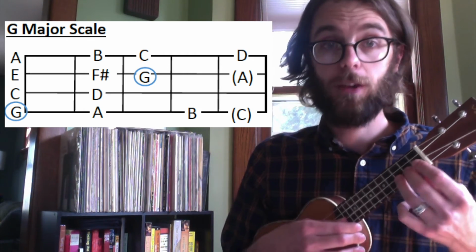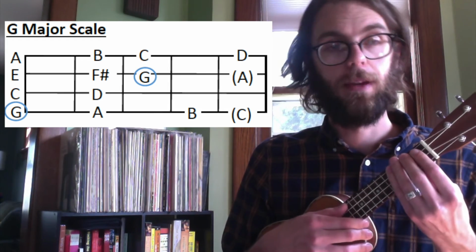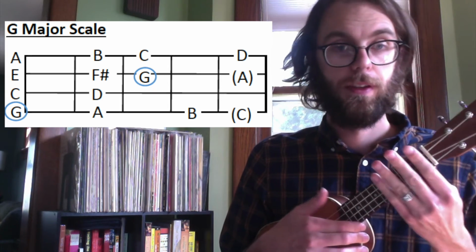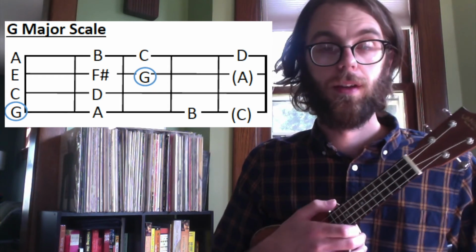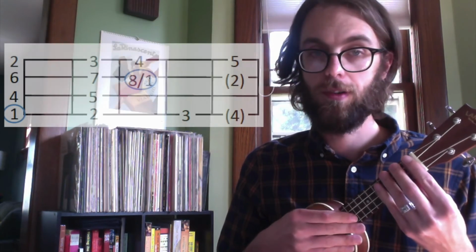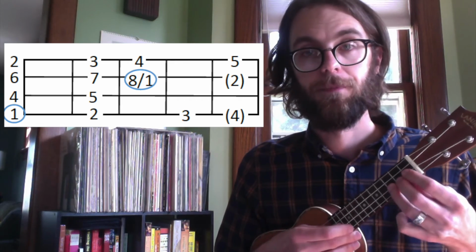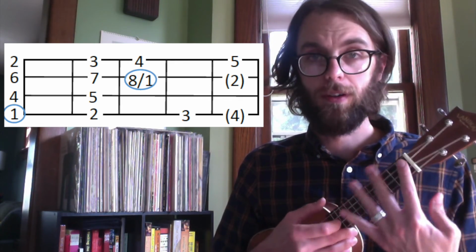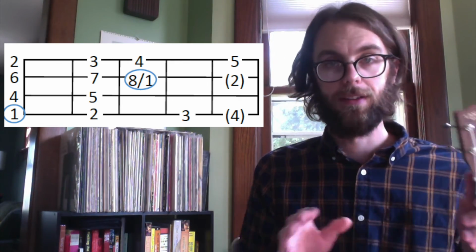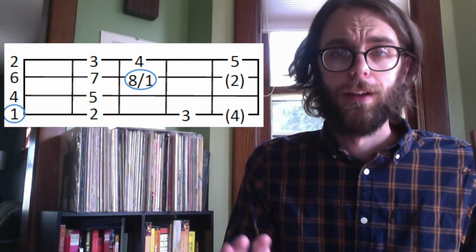And then you would do it backwards. G, F sharp, E, D, C, B, A, G. And then once you have that scale memorized, then you go through and do it with the numbers. 1, 2, 3, 4, 5, 6, 7, 8. And then backwards.